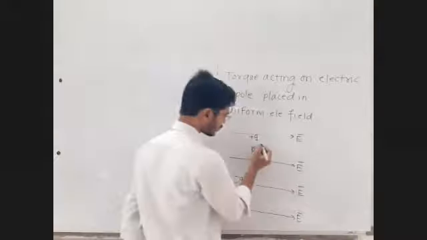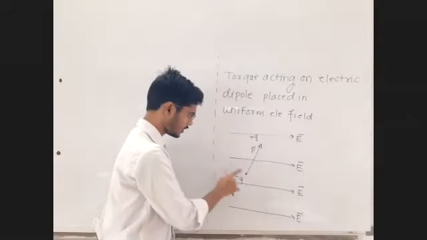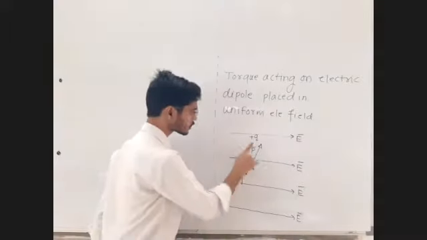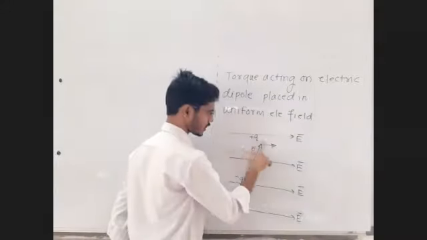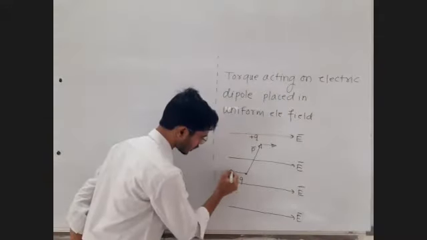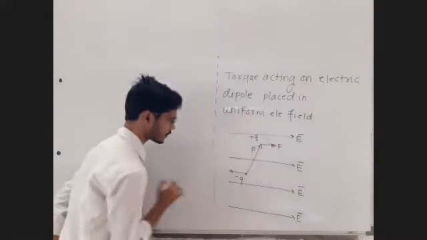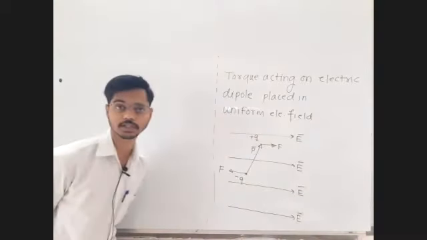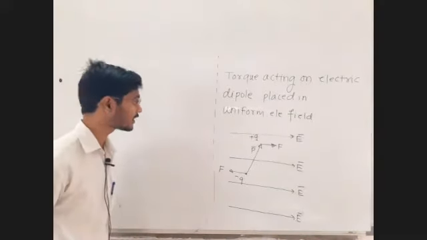Now the positive charge experiences the force in the direction of electric field, and negative charge experiences force opposite to the direction of electric field. It means this positive charge will experience force in the rightward direction, and the negative charge experiences force opposite to the direction of electric field. So we have some force acting on the first charge, and some force acting on the second charge. These two forces are opposite to each other.